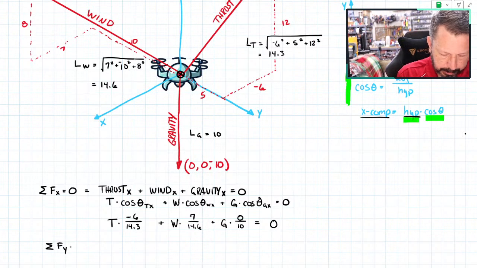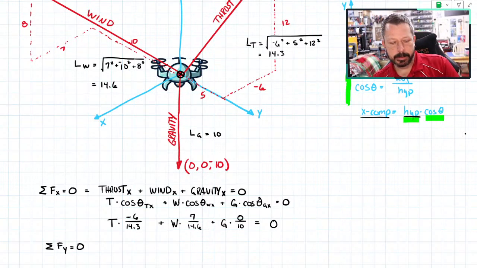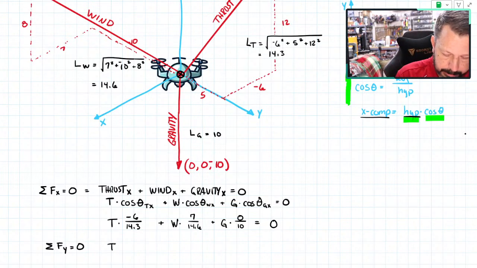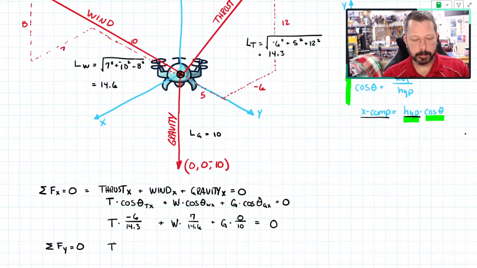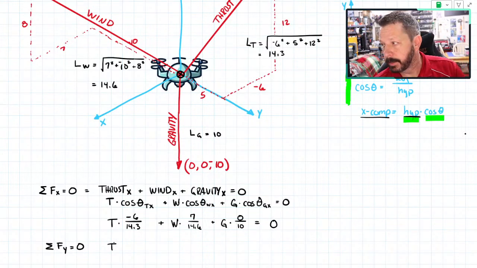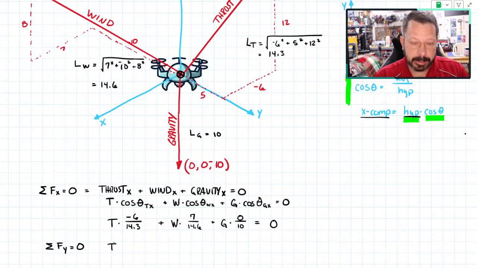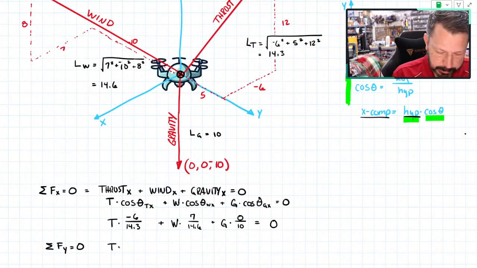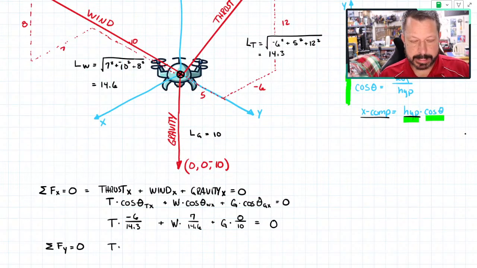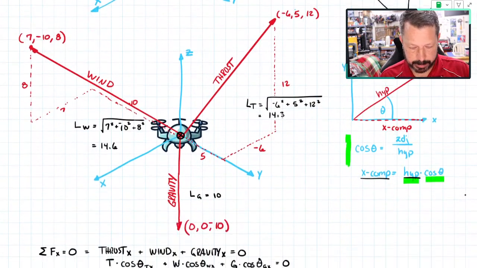Let's write the same thing, but let's write our y equation. So I'm going to short circuit that one, and we'll have T, because we need all of this first column. Remember, we're trying to build a matrix. So we need all the first column to be the same variable. It doesn't matter that it's T, they just all have to be the same. So I put T first, so they all have to start with T. X, y, and z equations all have to start with T. So T would be cosine of theta ty. So the y component for our thrust was 5.